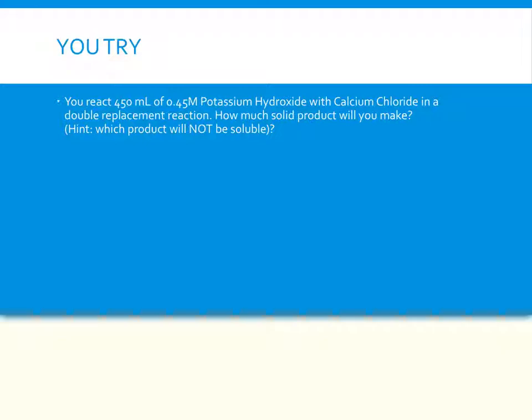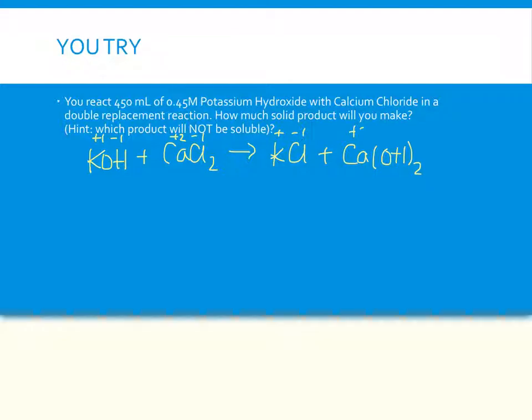So, starting with getting my reaction, I know I'm reacting KOH with calcium chloride. Alright, it's a double replacement, so now the K is going to be attached to chlorine, -1 +1. Okay, and this was +2, -1, +1, -1. That's why the formulas are working out the way they are. And calcium is going to be attached to two hydroxides. That's +2 and -1.